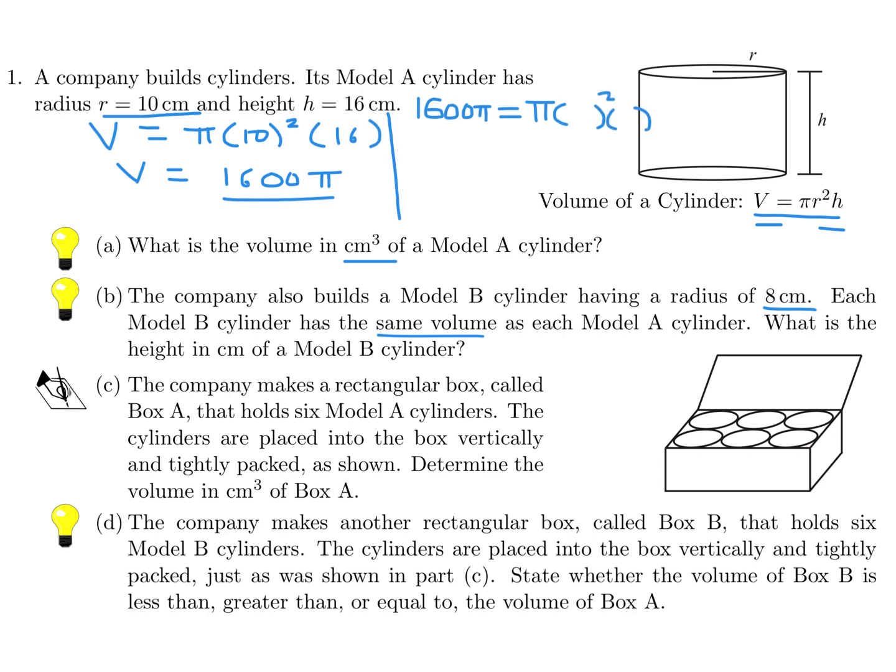Now the radius they have given me is 8, and the height is what they have not given, and that's what we have to calculate. So the pi's cancel, so you just get 1600 is 64h, and when you divide through by 64, you get h equal to 25. So this is referring to the height in centimeters of model B.